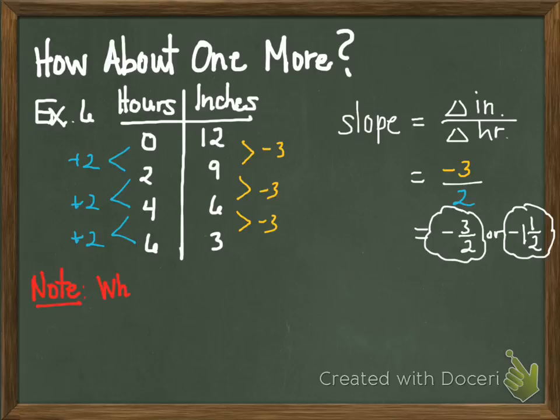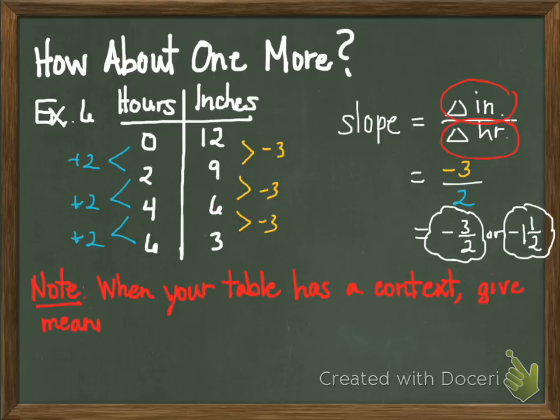Now, when a problem has meaning to it, when it has a context, you should always make sense of your slope. So when I say the slope is negative 3 over 2, and you're thinking of the top number as being inches and the bottom number is in hours, then you should be able to interpret the slope by saying down 3 for every 2, or down 3 inches for every 2 hours. Does that make sense? I hope so.